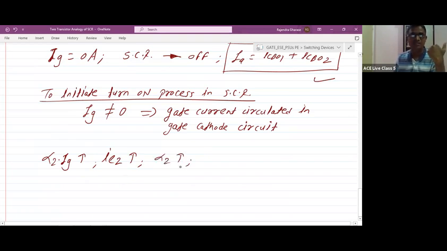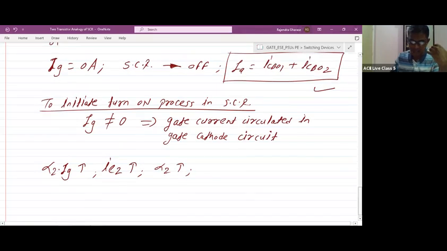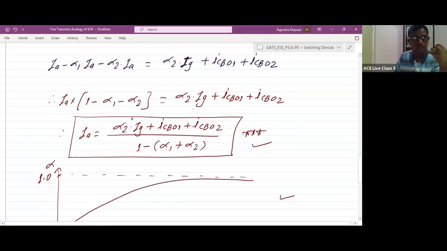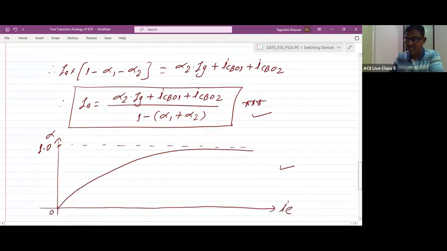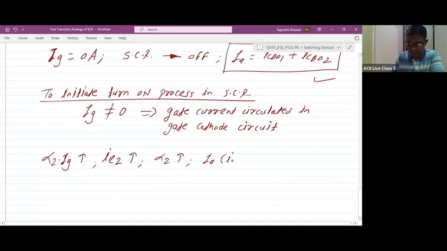Alpha 2 has increased, IG is now non-zero. So what about the IA? IA is nothing but this term now. In this term, the numerator has increased. Alpha 2 also increased, so the difference 1 minus (alpha 1 plus alpha 2) will reduce. So that's why your IA will increase. IA is nothing but IE1, so IE1 will increase. As IE1 increases, alpha 1 will further increase. Are you getting the point? Means IA increases, alpha 1 increases.